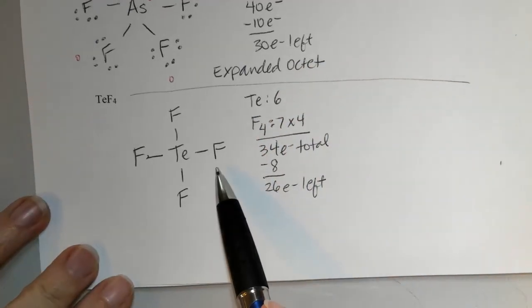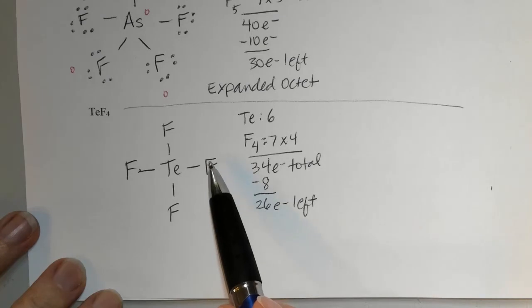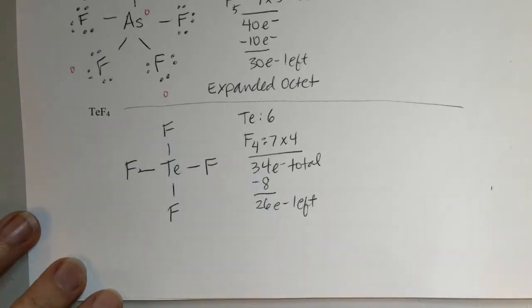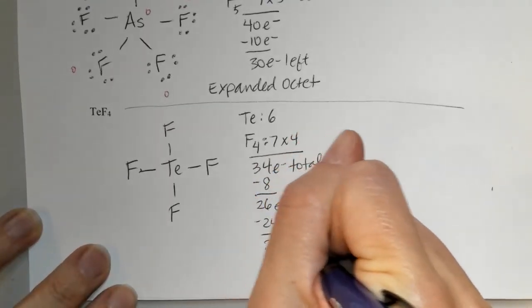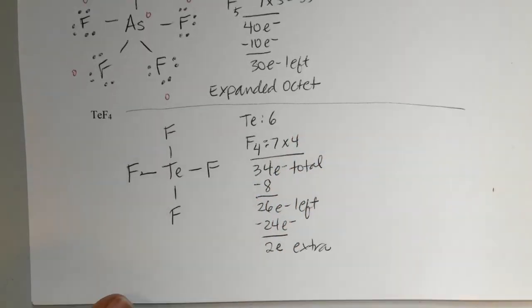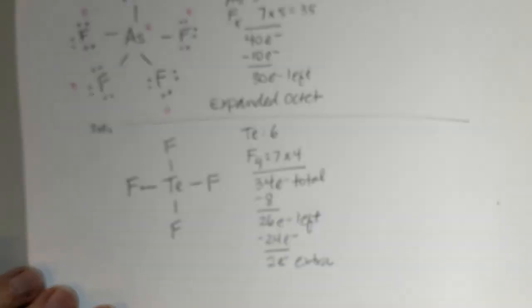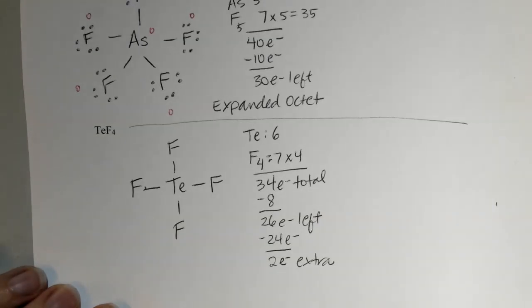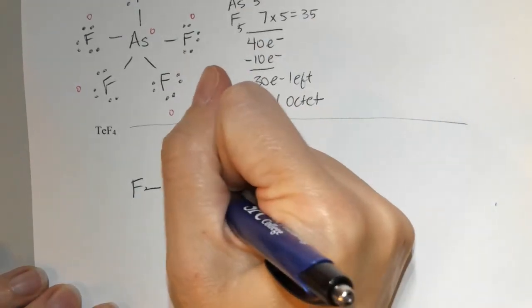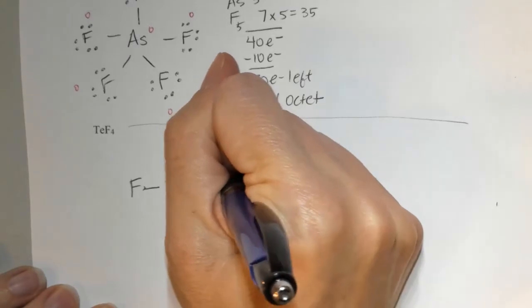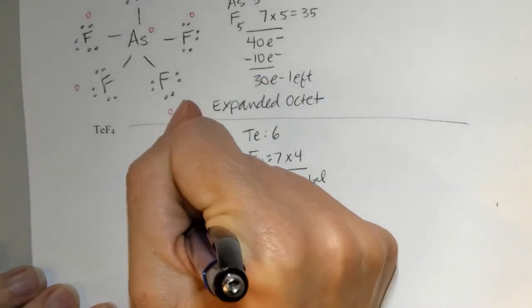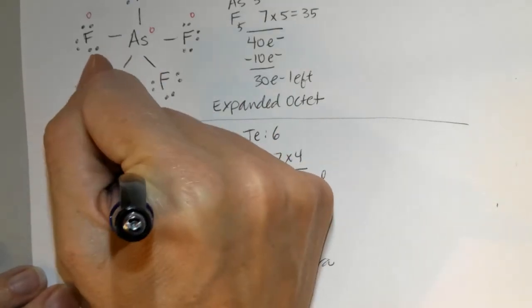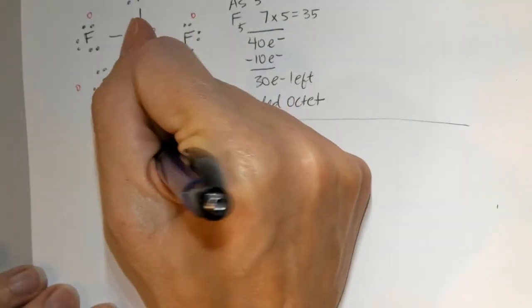When we look at the fluorines, they would each need 6 more. So 6, 6, 6, and 6 is 24. So if we subtract out 24, that means we have 2 electrons extra. And we know that they can't go on the fluorines because fluorines can't expand the octet. It's a row 2 element. So they're going to have to go on the tellurium, right? And we'll see with formal charges that that is okay. So we're going to fill the octet for each of the fluorines. We put those 2 extra electrons on the center tellurium.